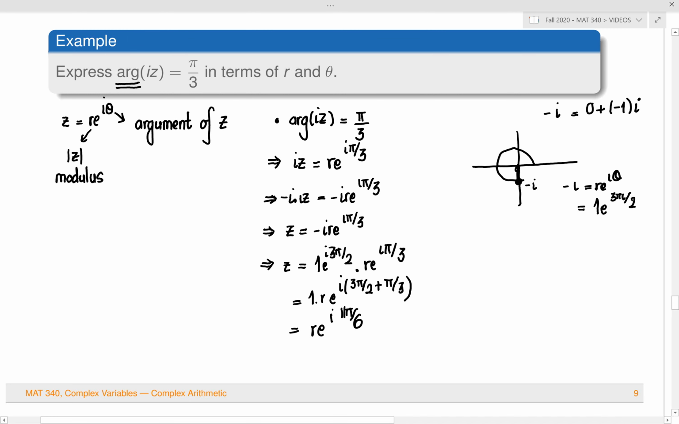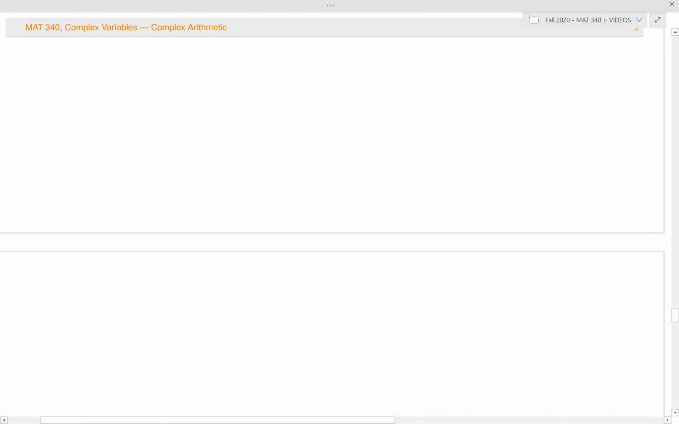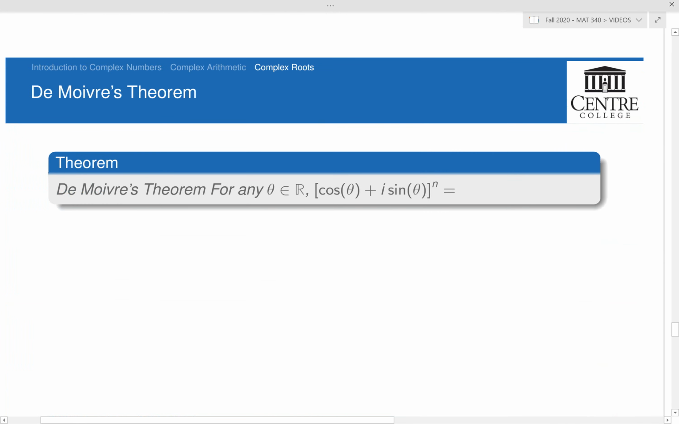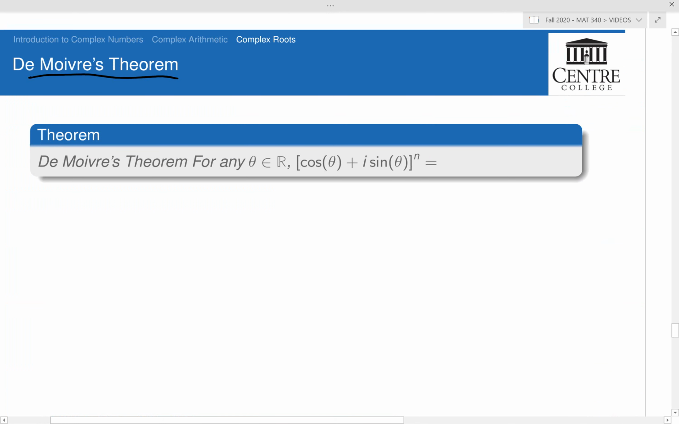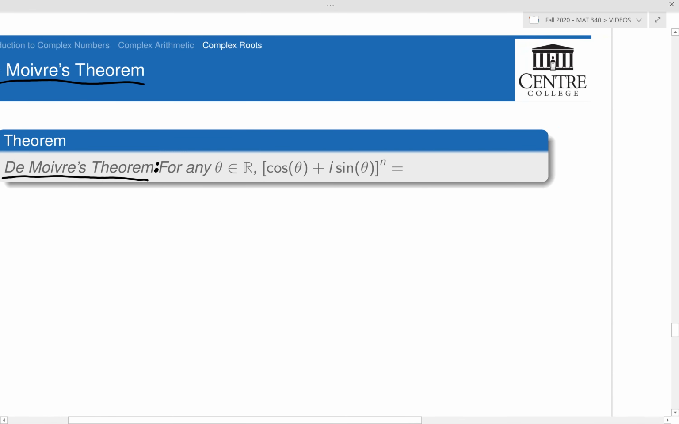All right, finally, equipped with what we know, we are going to introduce De Moivre's theorem. I should look up how to pronounce his name. What this says is that for any theta in R, if I want to take the nth power of cosine theta plus i sine theta, that is going to be cosine of n theta plus i sine of n theta for integers n. So let's just do n a positive integer.